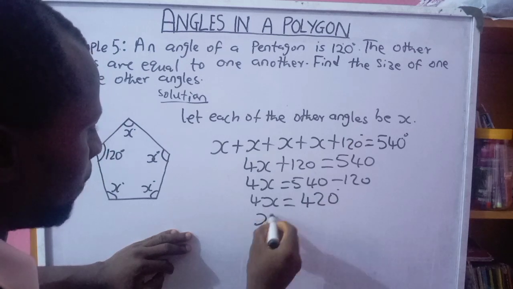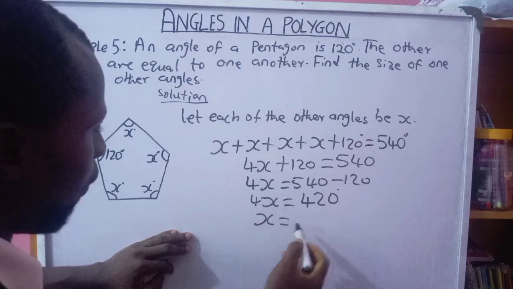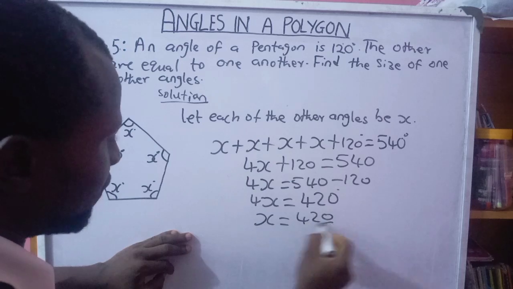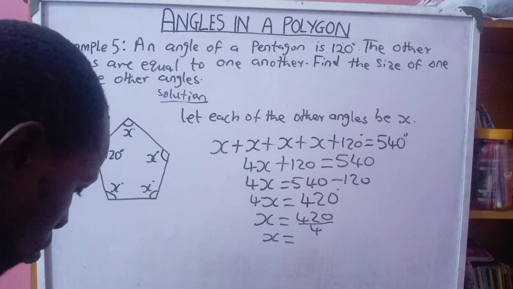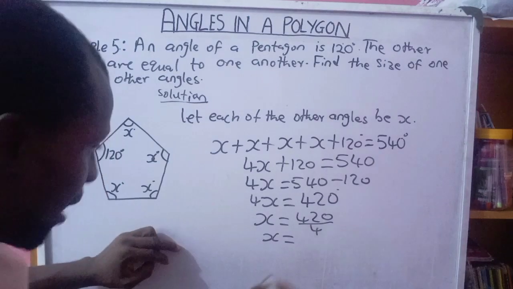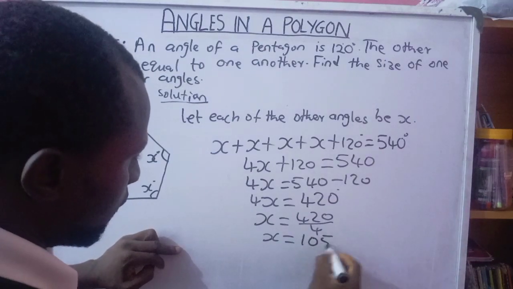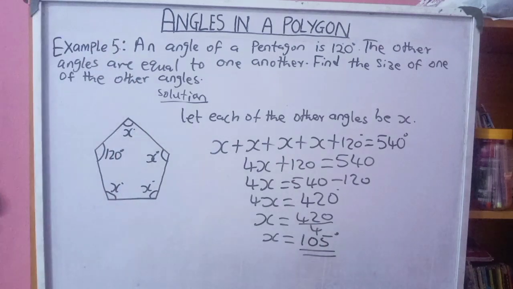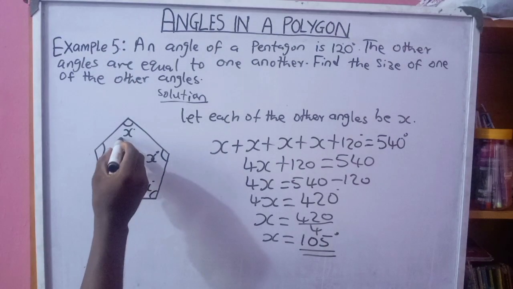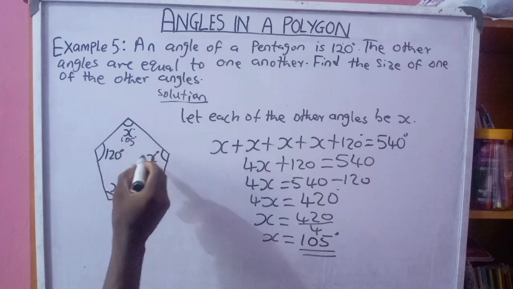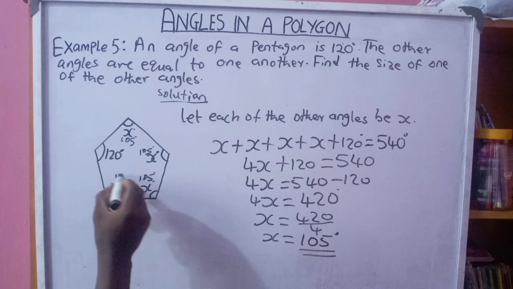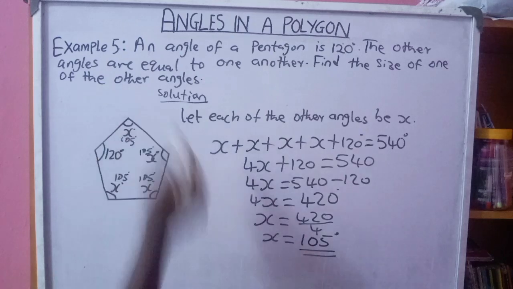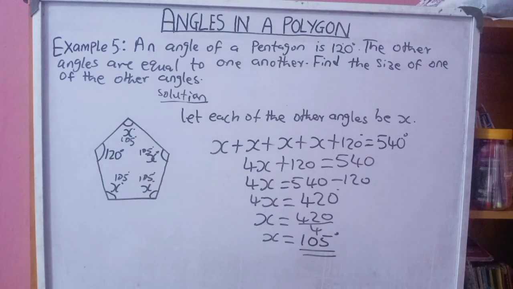Then dividing both sides by the coefficient here, which is 4, that is 420 divided by 4. Then the value of x is equal to 105 degrees. And that is the answer to each of these angles. So each of these angles will be 105 degrees. And when you sum all of them together, that will give you 540 degrees. And that is the solution to number 5.